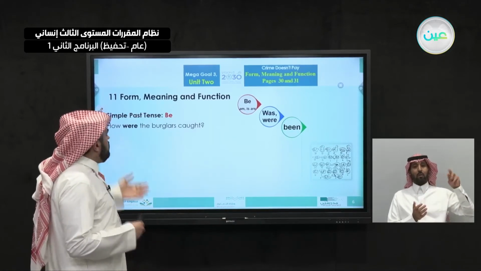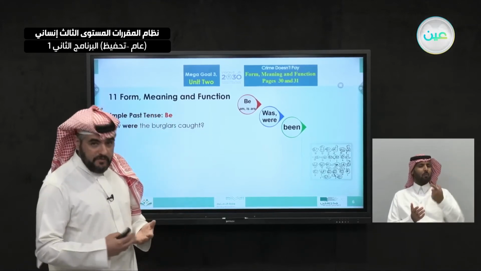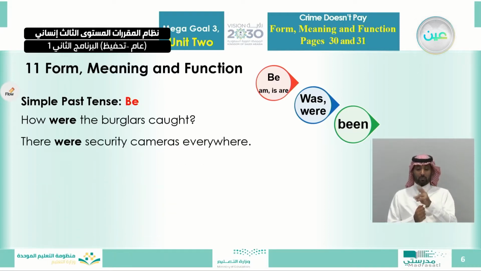Okay, now we can use this verb as an auxiliary verb كفعل مساعد, and we can use it as a main verb. Okay, so like here this sentence is used in the passive form صيغة المبني للمجهول. So we use it here as an auxiliary verb or a helping verb. How were the burglars caught? Okay, the burglars were caught. Now we are asking, so we are making the auxiliary verb be preceding the noun. So how were the burglars caught? We can say here there were security cameras everywhere.